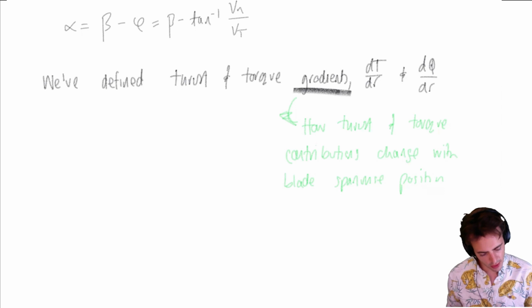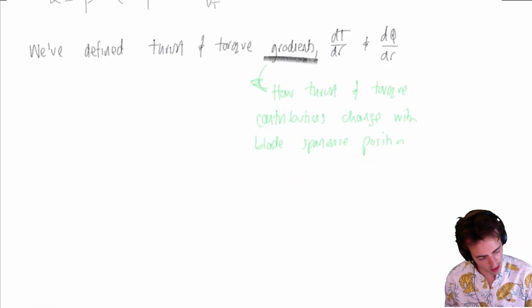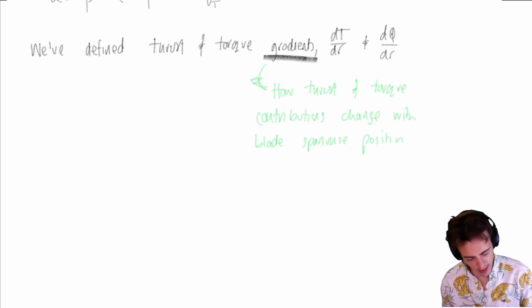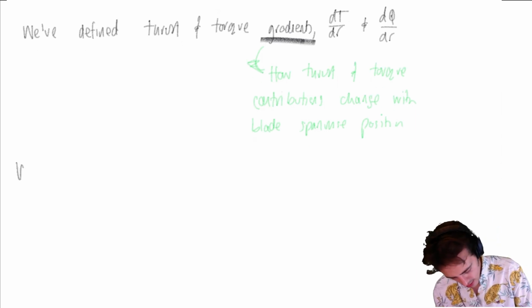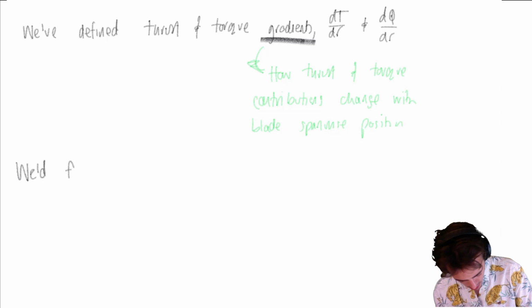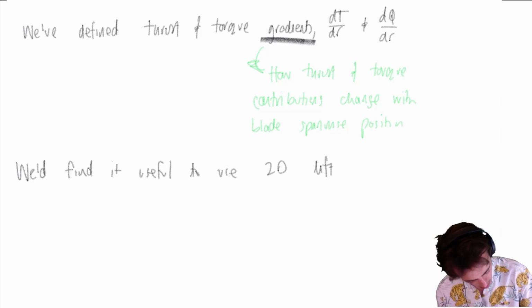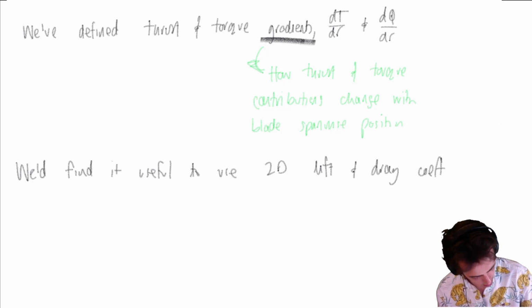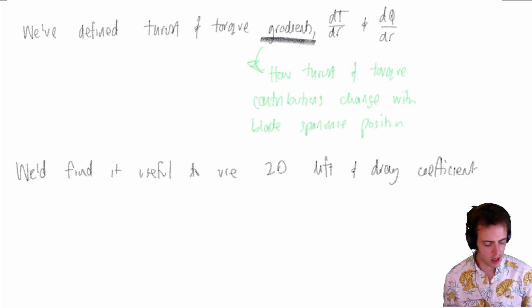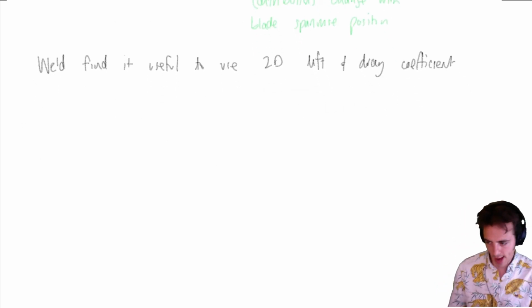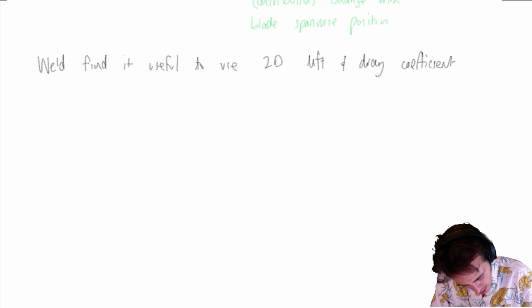It would be helpful if we could stop defining things in terms of elemental lift and drag. It would be helpful if we could use the two-dimensional lift and drag coefficients. So we'll just remind you of what those are.